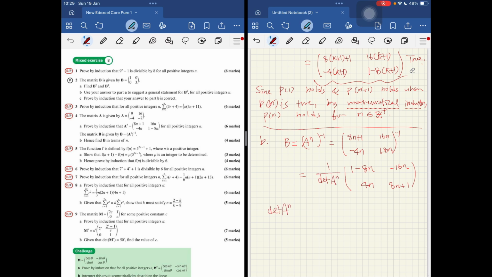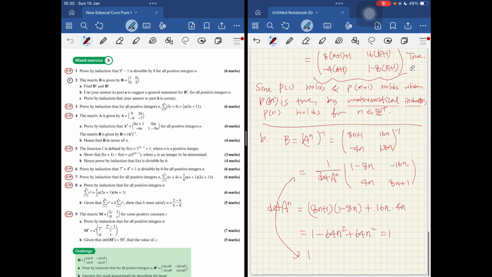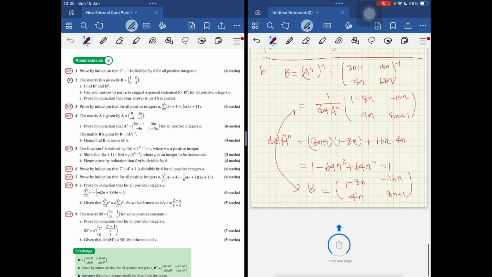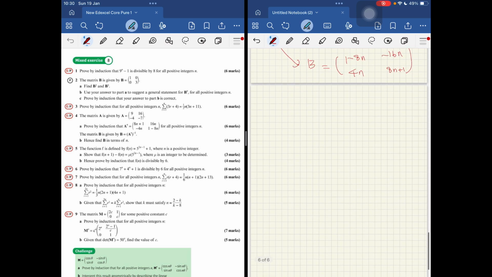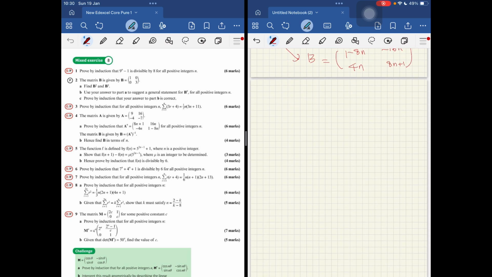So the determinant of A^n is ad, 8n plus 1, 1 minus 8n, minus bc, 16n times 4n. So this is 1 minus 64n squared plus 64n squared, which is 1. So therefore, the last answer is B equals 1 minus 8n, negative 16n, 4n, 8n plus 1.